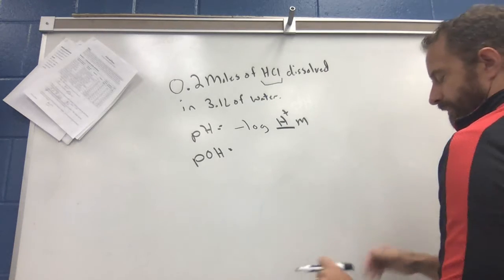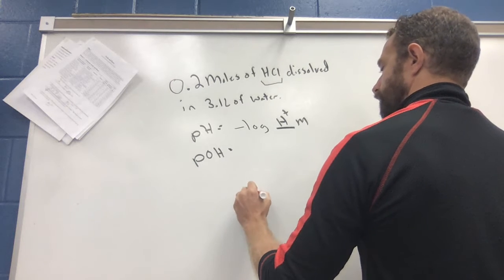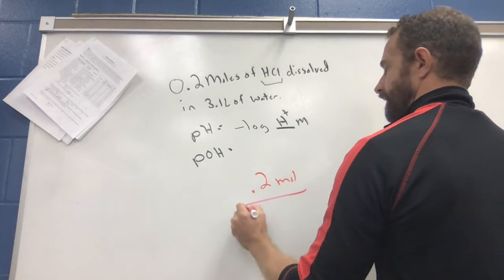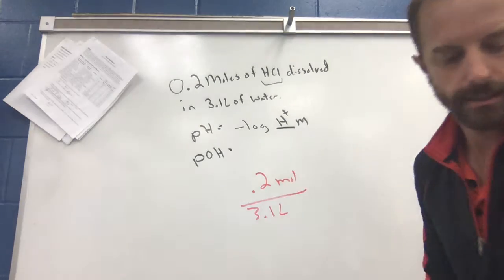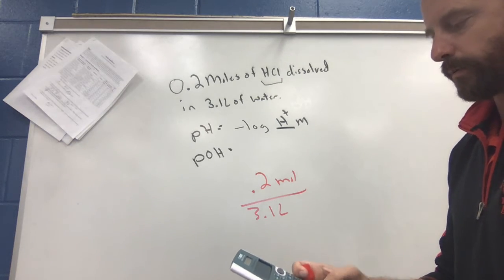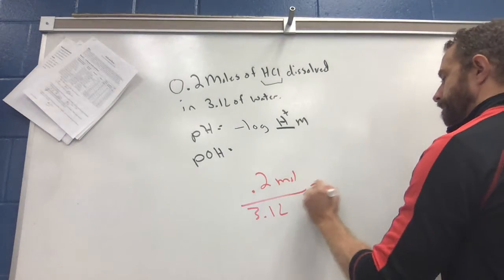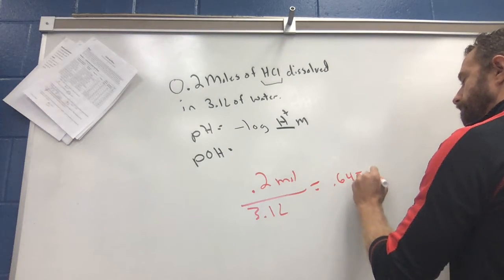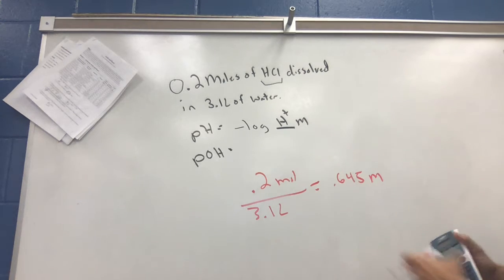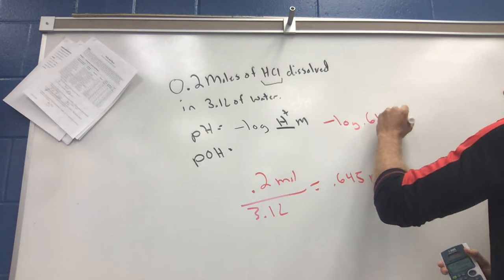So for the concentration part, we do 0.2 moles. So if I want the molarity, it's just going to be 0.2 moles divided by 3.1 liters. Don't have to do anything fancy there. So 2 divided by 3.1, and this is going to give me 0.645. So 0.645 molar, capital M for molar, right? So I need to do that here. So that is negative log of 0.645 molar.